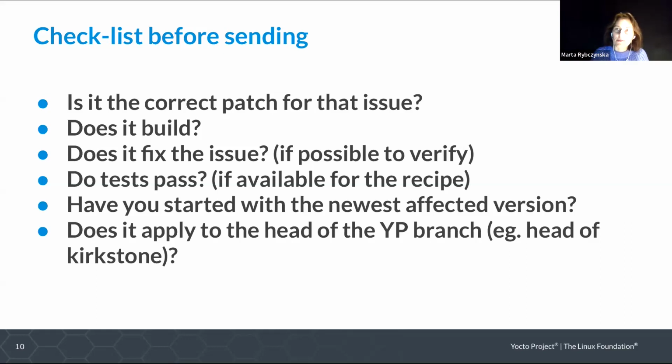Pretty obvious, but important. Does your package build after you apply the patch? Does your fix actually fix the issue, if it is possible to verify that? Do the tests pass if they are tests for the specific package? And then, have you looked if you have started with the newest affected version? And does it apply to the head of the Yocto project version that you want to use it? For example, applying to the head of Kirkstone and not a Kirkstone 2 releases ago.